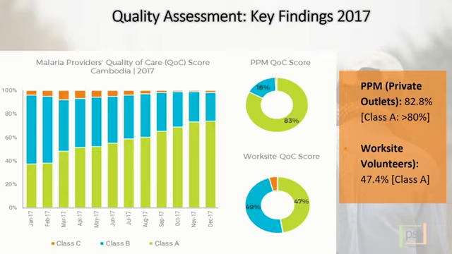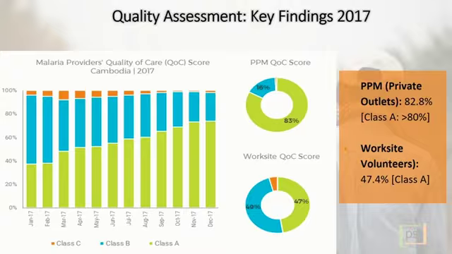So on this slide, the bar graph is the quality assessment scores of private providers supported by PSI, like pharmacists and clinics, as well as volunteers we support on the work sites. The green bars are the Class A providers. When we assess them, we classify them into A, B, C. A being the highest level of achievement, and the blue is Class B, and the orange is Class C.